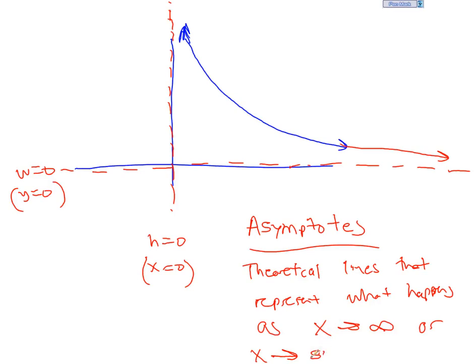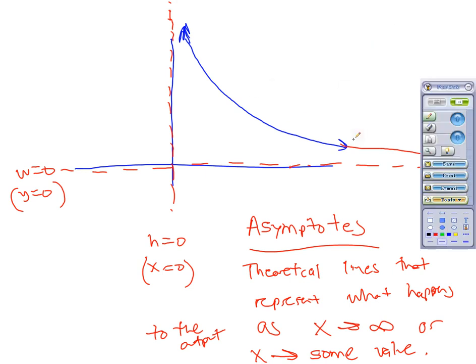Or as x approaches some value. Okay, so we'll talk a little bit more. I should say theoretical lines that represent what happens to the output as x approaches infinity or x approaches some value. So for example, as x went to infinity, the output came down towards 0. As x approached 0, the output approached infinity. So in this case, it's sort of the reverse.